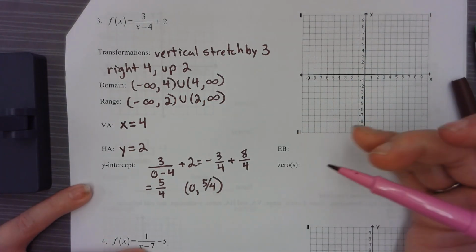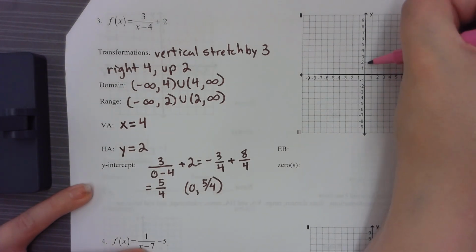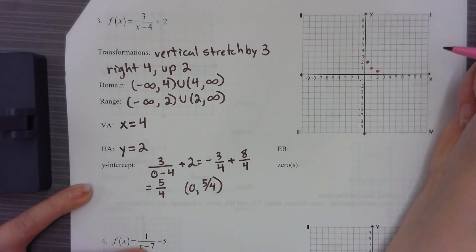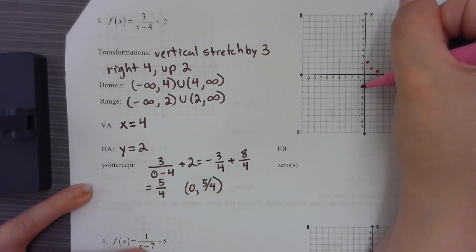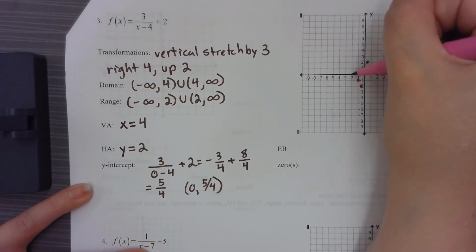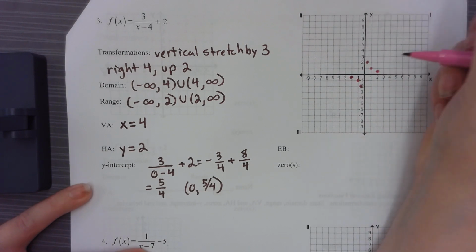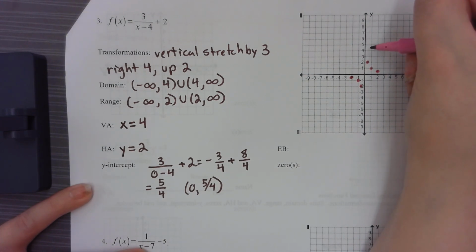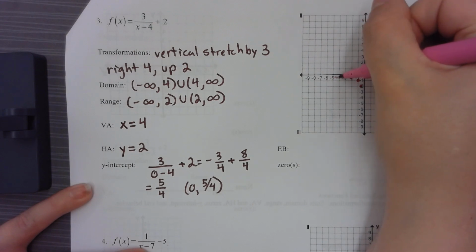So again, parent function points are 1/2, 2, 1, 1, 2, 1/2. And then we have -1/2, -2, -1, -1, and -2, -1/2. Okay, so this is kind of what that parent function looks like.